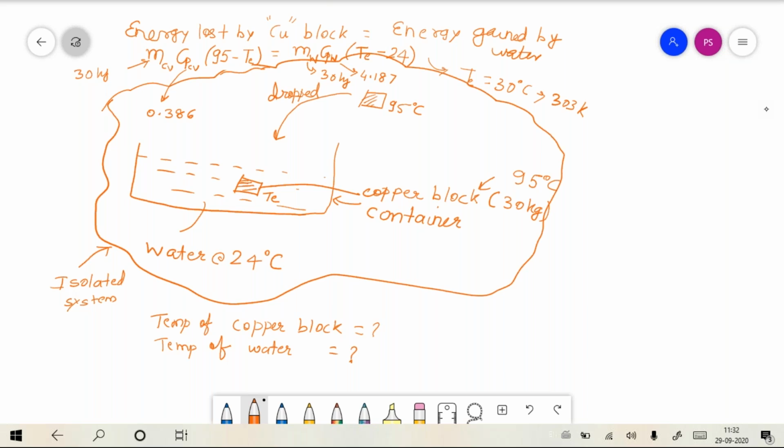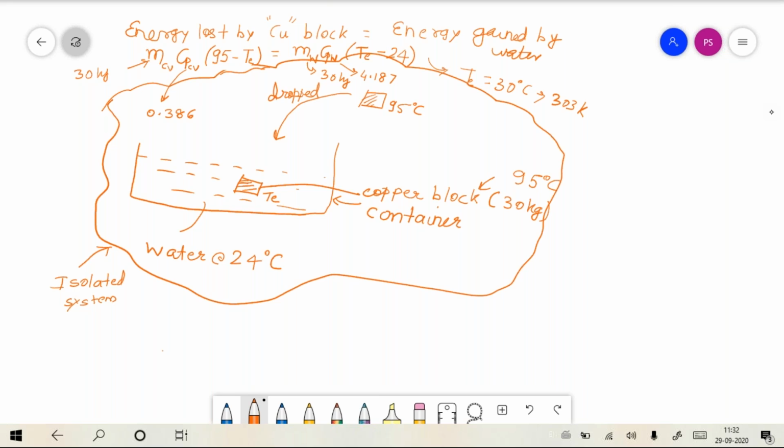Now, let me ask one question. What would happen to the entropy of the copper block? Whether it would increase or decrease? You have to answer this question. Tell me this. Okay, Mayur is saying that the entropy of the copper block would decrease.